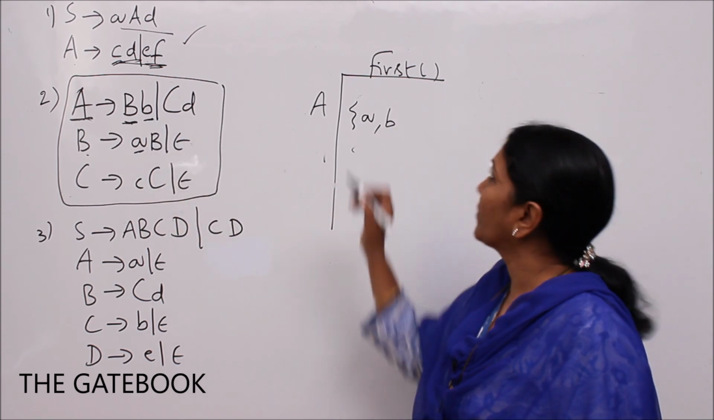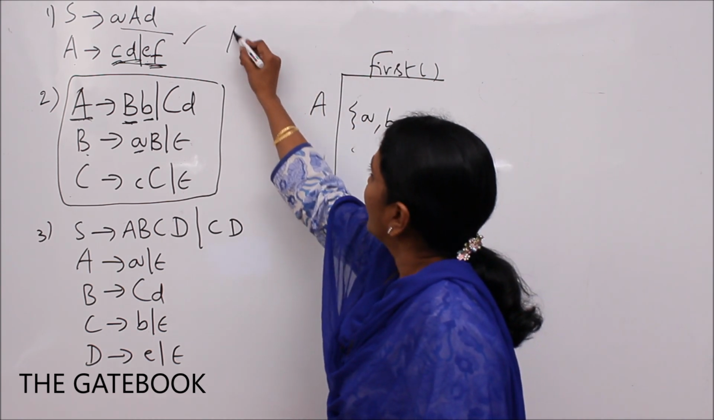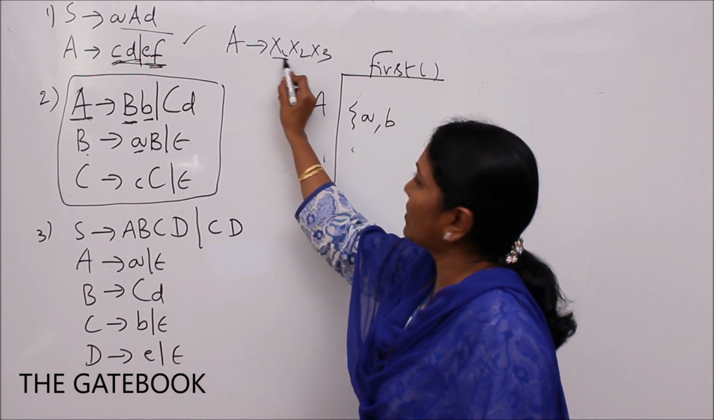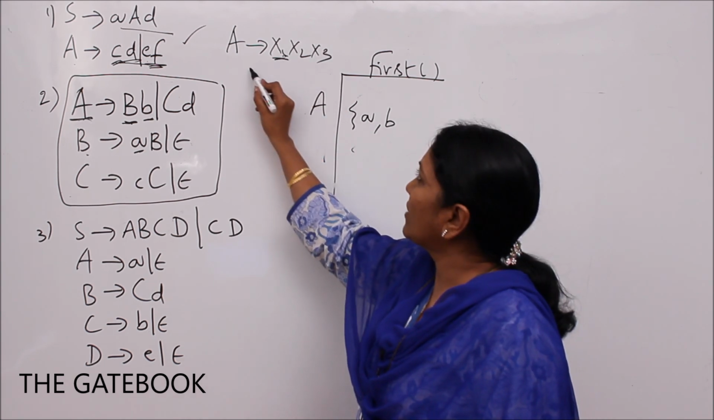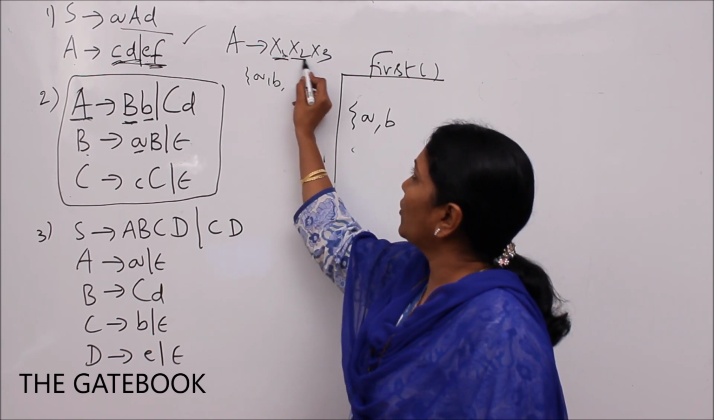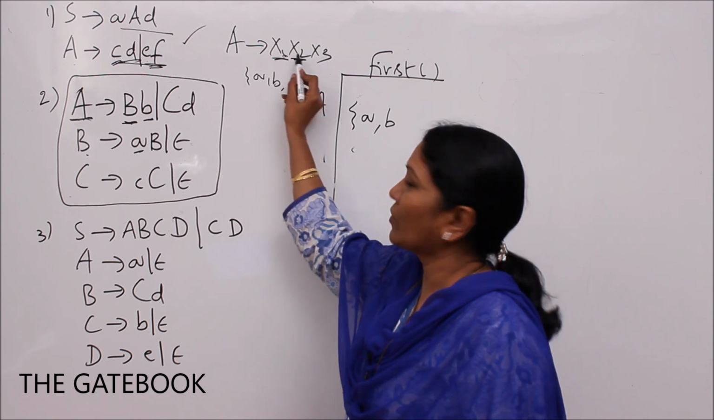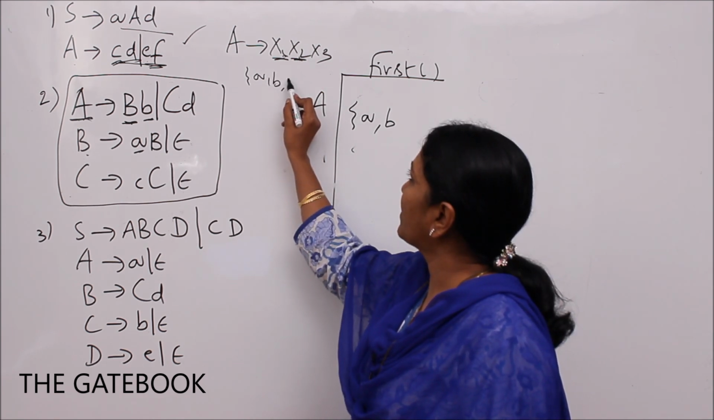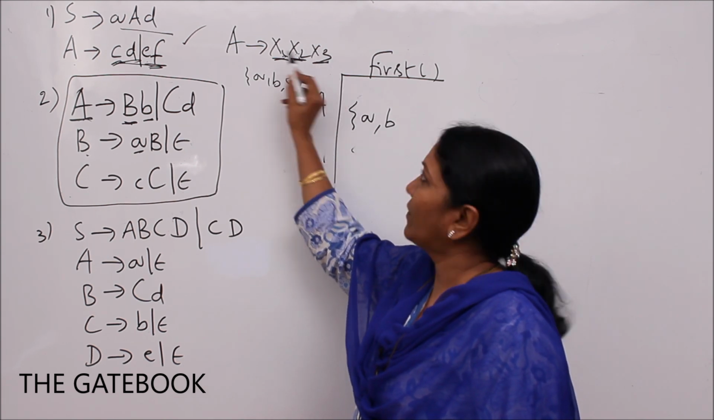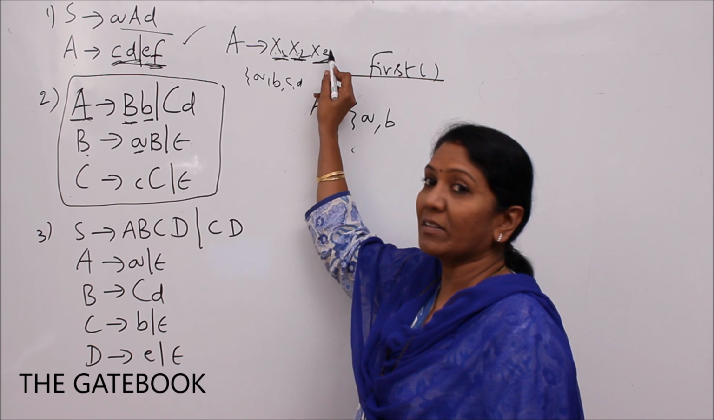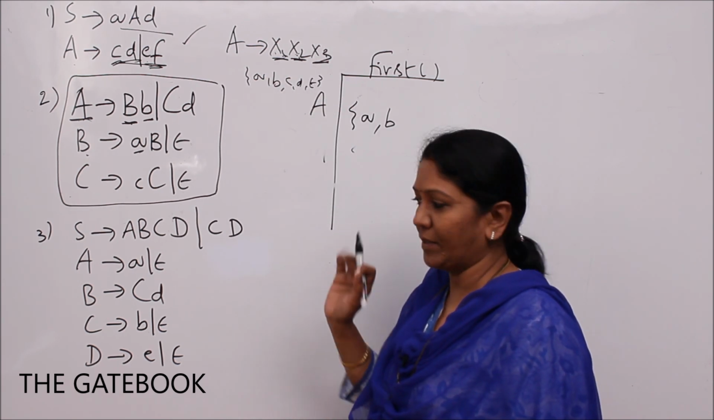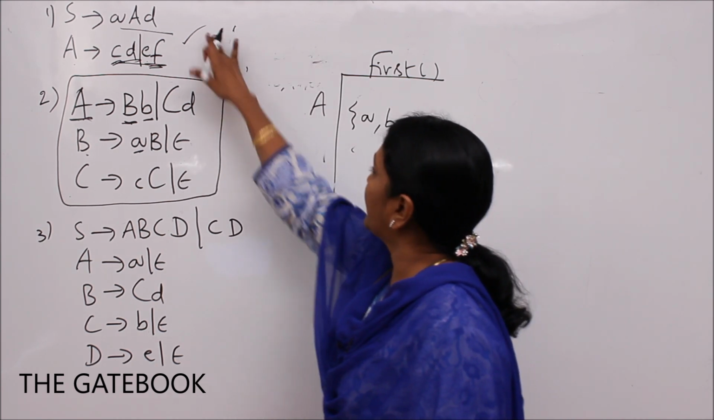Are you able to follow me? If you recollect, A to x1, x2, x3, when you have something like this, we start with x1. If x1 contains only a set of terminals, add it. If it contains epsilon, then continue even with the next symbol, that is first of x2. Similarly, if x2 has some set of terminals, add it. If at all it contains epsilon, continue with this. If x1 derives to epsilon, x2 derives to epsilon, and x3 also derives to epsilon, then only you can add epsilon here. Remember that rule. That is what we use here.